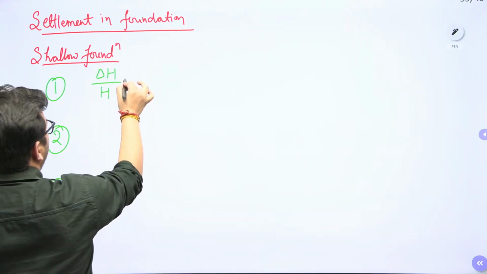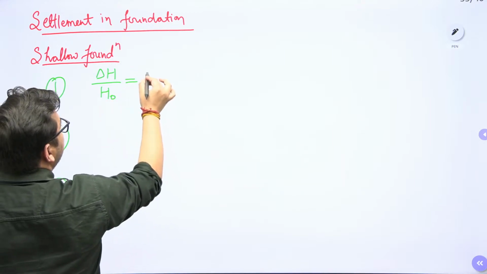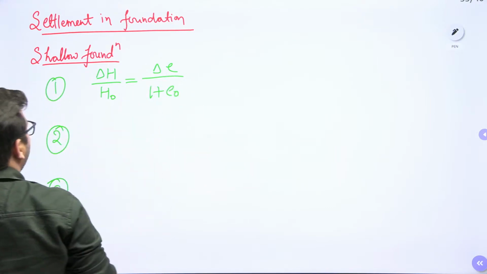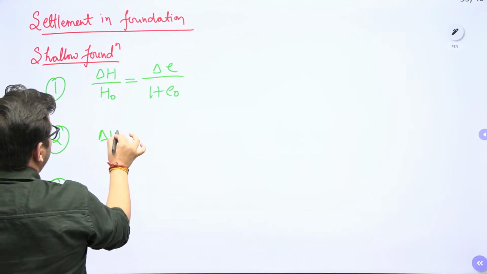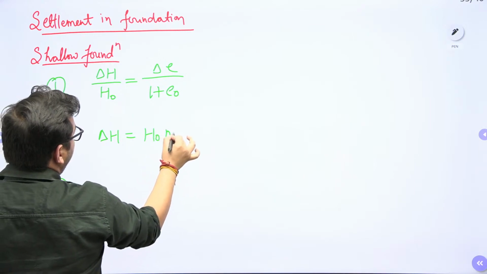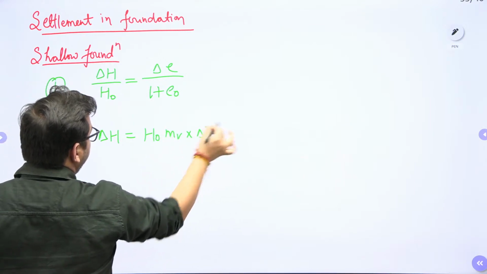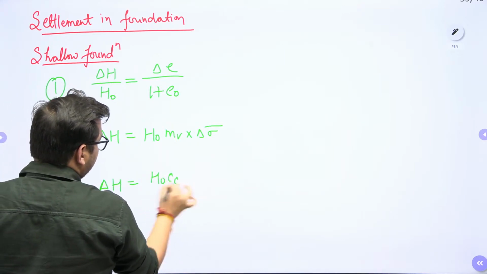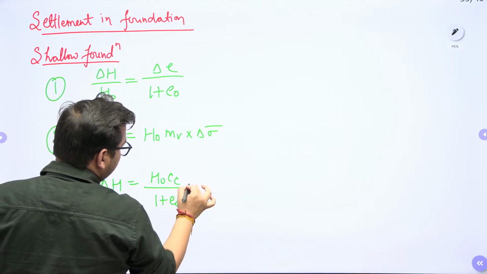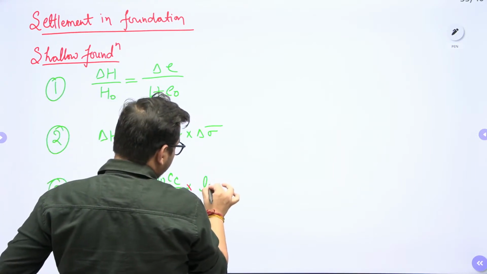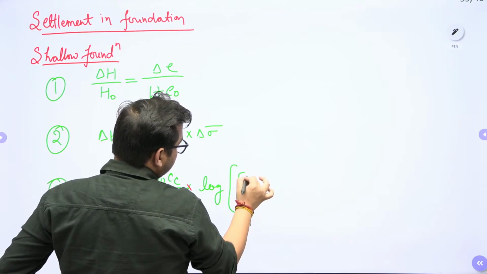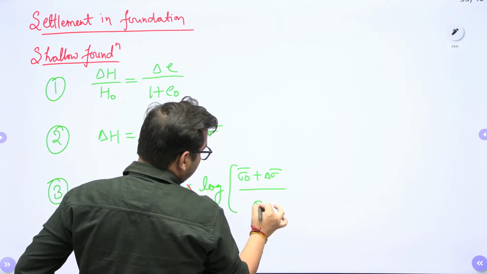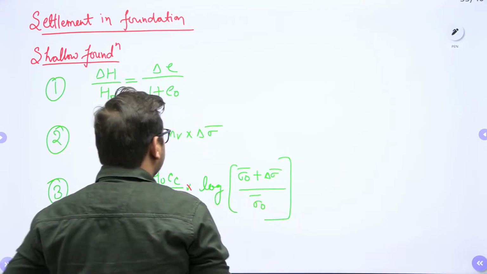We know that the settlement upon thickness of compressible layer, delta S upon H naught, is equal to delta E, change in void ratio, upon 1 plus E naught. So when this data is given to you, you can calculate from here. Also delta S is equal to H naught mv into delta sigma bar. Also delta S is equal to H naught Cc upon 1 plus E naught into log of sigma naught bar plus delta sigma bar upon sigma naught bar. So these are 3 formulas.